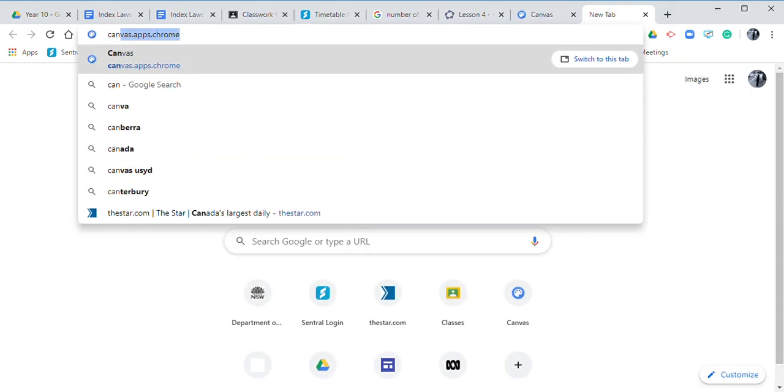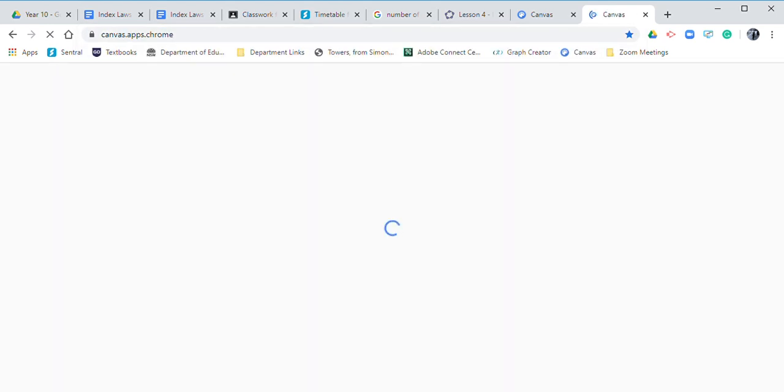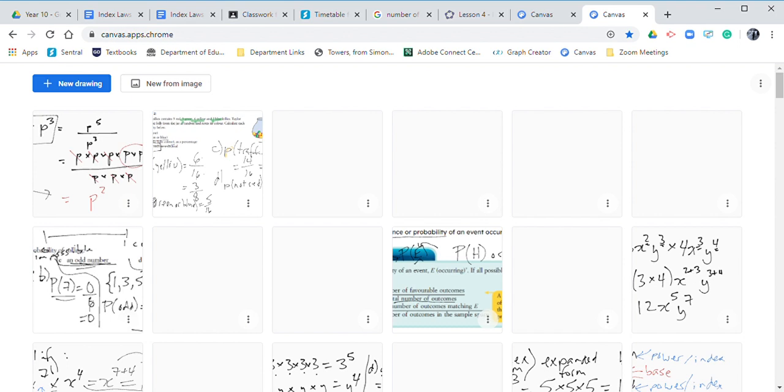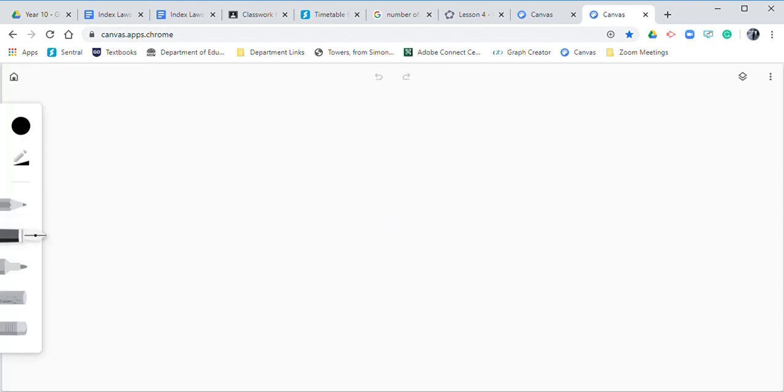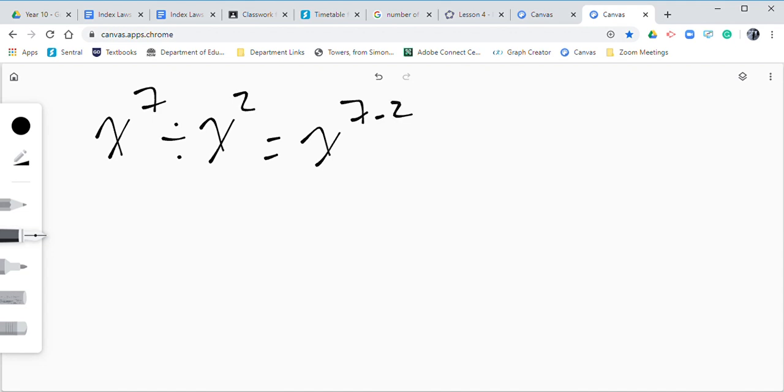So let's look at a couple different ones that are a little bit trickier. I'll do another one real fast to give you another example. Let's try x to the power of 7 divided by x to the power of 2. All you have to do is go x, 7 minus 2, which equals x to the power of 5. So that's a quick way of doing that.